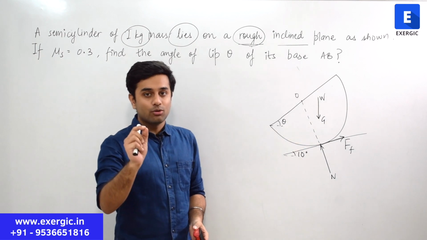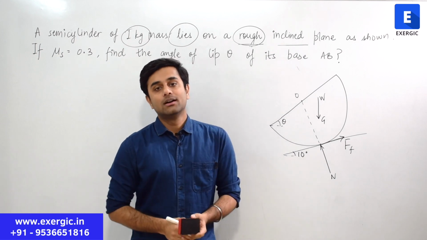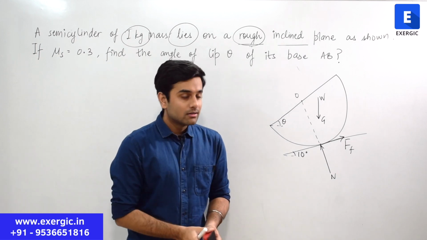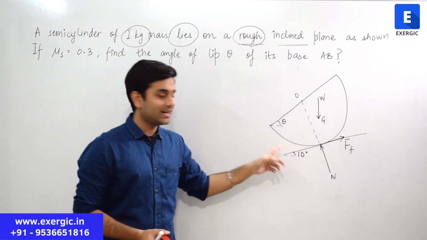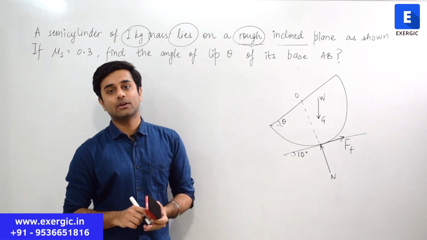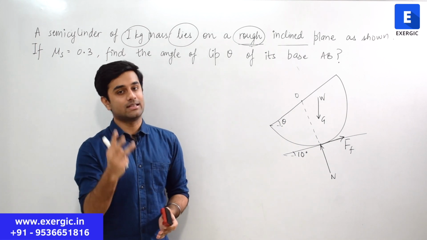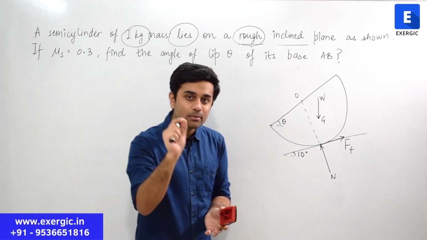Let me ask you one interesting question here, although it's a very simple one: from where will this weight force pass, from which point will this weight force pass? Since this body is in static equilibrium under three forces, they have to be concurrent forces passing from the same common point.